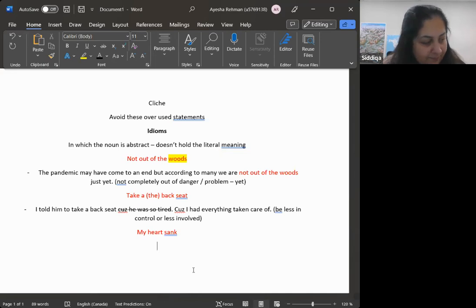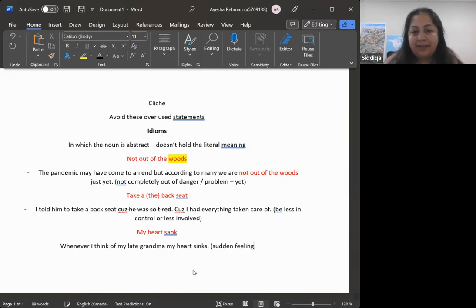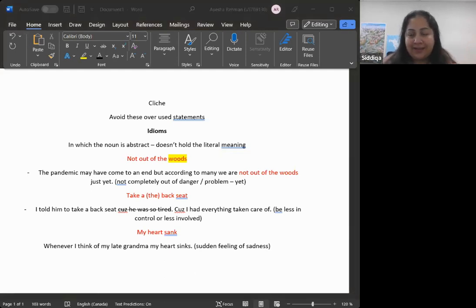After the loss of my grandmother, my heart sank in darkness or something. So maybe not at the loss of your grandmother, but maybe whenever I think of financial loss... no, I'll stick with your grandmother. So whenever I think of my late grandma, my heart sinks. It's that sudden feeling of sadness. Like everything's going okay, and then all of a sudden you feel sick. If someone dies, or if you lose a lot of money, or anything bad, right?